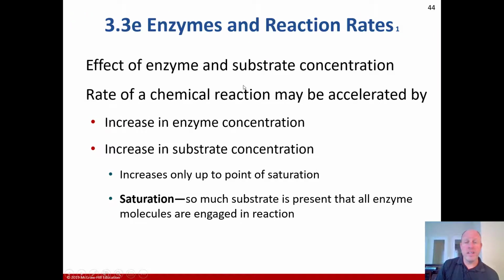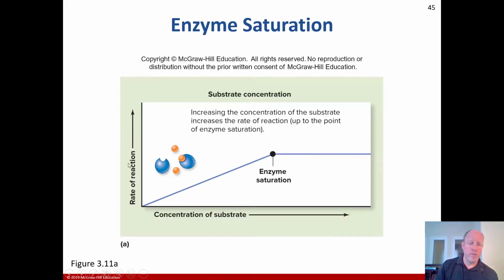Okay. The effect of enzyme and substrate concentration: the rate of a chemical reaction can be accelerated by an increase in enzyme concentration or an increase in substrate concentration. Okay? And it increases only to the point of saturation. It comes to a saturation point when it can't continue to increase, right? When saturation is reached, all enzyme molecules are engaged in a reaction, and it can no further speed up that reaction. The reaction cannot increase any further than it already is. In that case, we're talking about the rate of reaction relative to the concentration of substrate. Either one goes up until a point of saturation. That levels off, whereby you can no longer speed up the rate of reaction. Okay, very general, but important to understand.